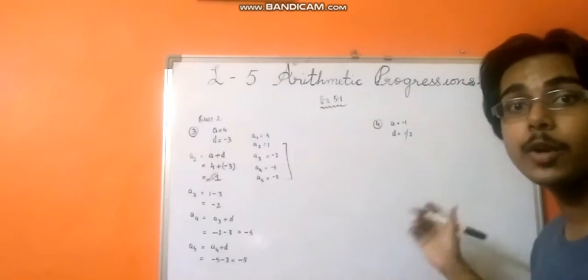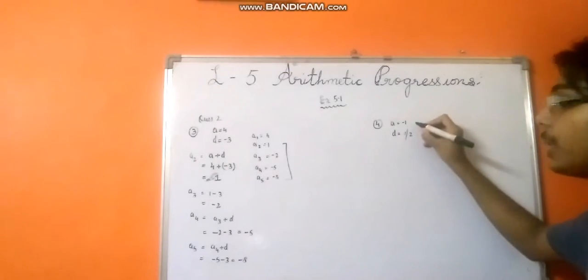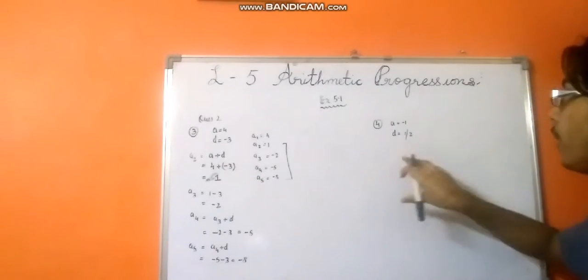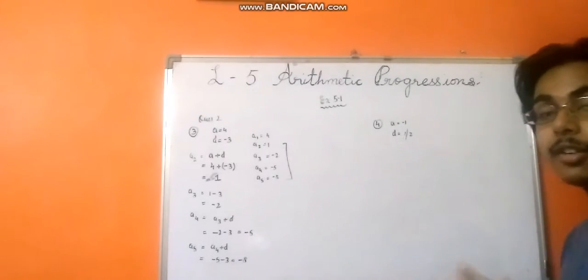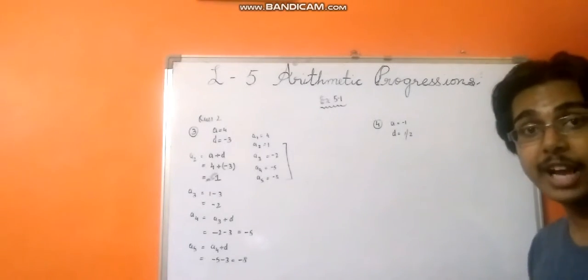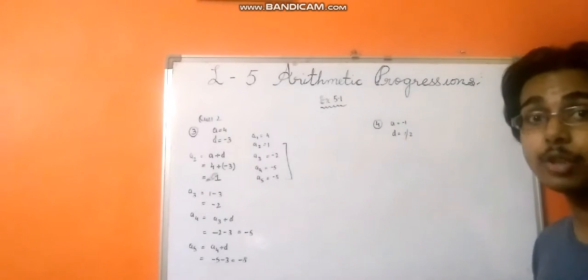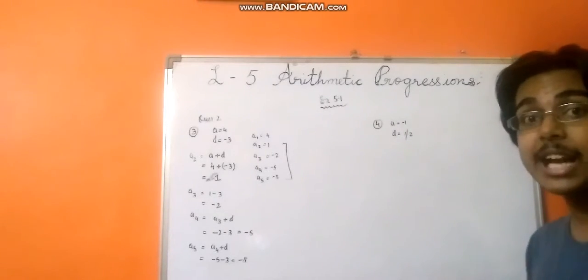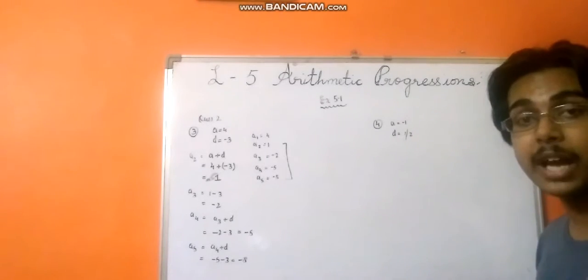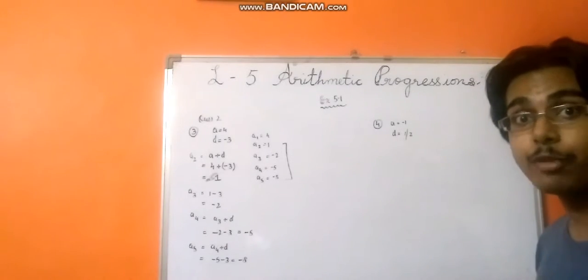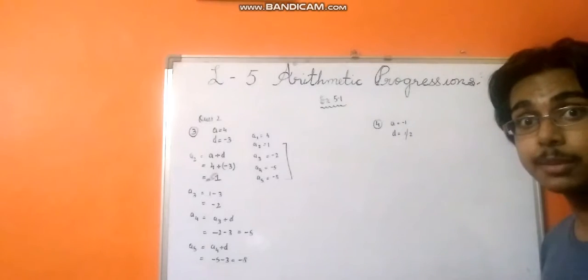Now let us have a look at the fourth question. Here the first term you are given is minus 1 and the common difference is half, that is 1 by 2. Now when the common difference becomes a fraction, you need to be very careful with your calculation because a slight mistake can change the answer. We have to find the next four terms, that is a2, a3, a4 and a5. So still 5 terms you have to find.